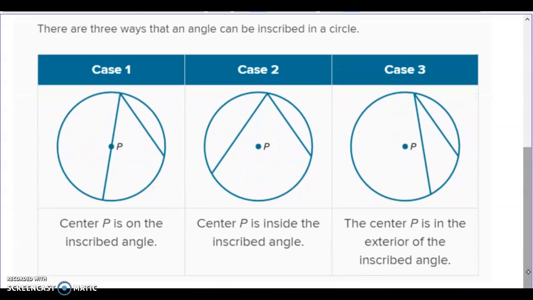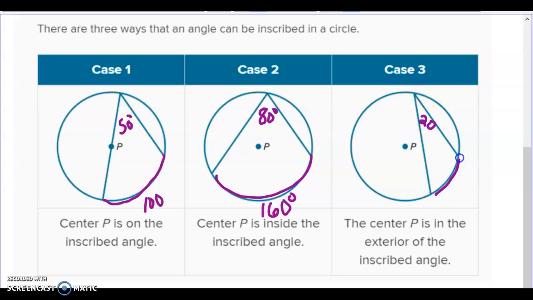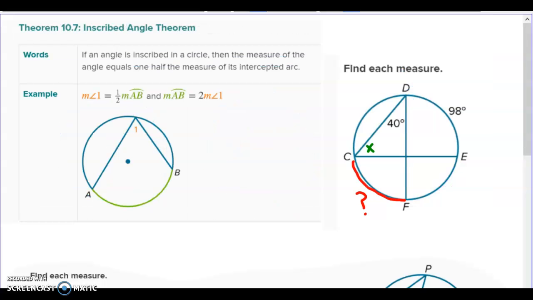And all of these are examples of inscribed angles. So if I knew that this arc was 100 degrees, then the inscribed angle back there would be 50 degrees. If I knew this angle here was 80 degrees, then this intercepted arc would be 160 degrees. We double it, okay? So if this angle in here is 20, then this intercepted arc is 40. All right. Okay, so that's what this theorem is just saying, is that the angle is half of the arc, okay? So some examples over here, okay?